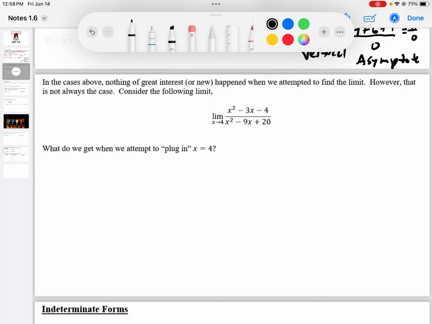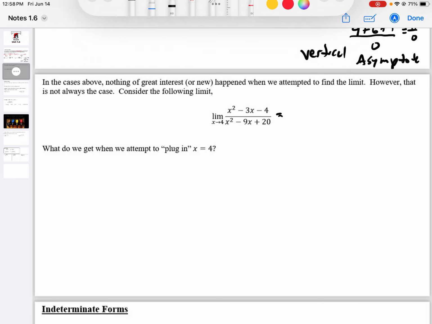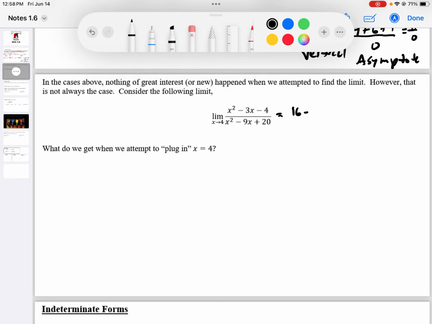All right, so in the cases above, nothing of great interest or new happened when we attempt to find the limit. However, this is not always the case. Consider this limit. What do we get if we plug in 4? So let's plug in 4. I get 16 minus 12 minus 4 over 16 minus 36 plus 20.